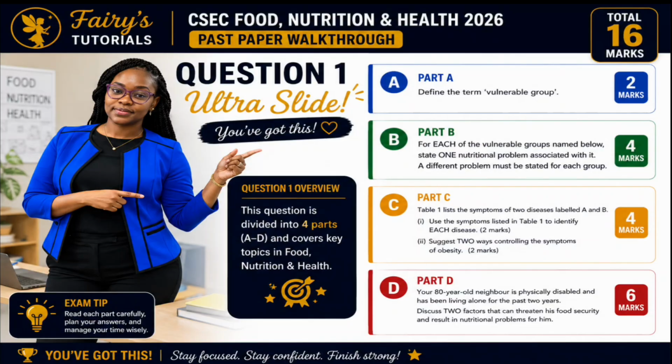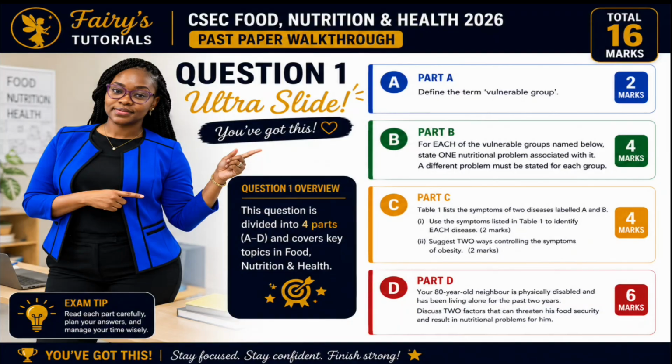Now, part A is worth 2 marks. It says, define the term vulnerable group. Part B, for each of the vulnerable groups named below, state one nutritional problem associated with it, right? And a different problem must be stated for each group. And that part is worth 4 marks as well. Now, when we're looking at the ideal responses, I'll show you the vulnerable groups that are listed.